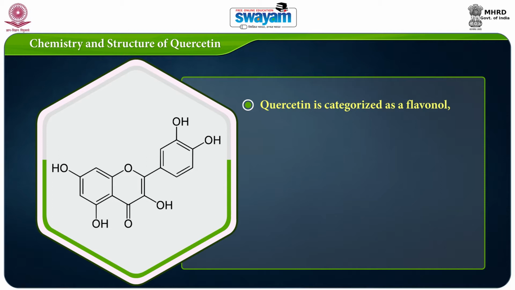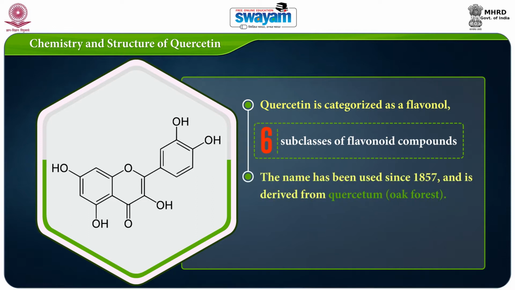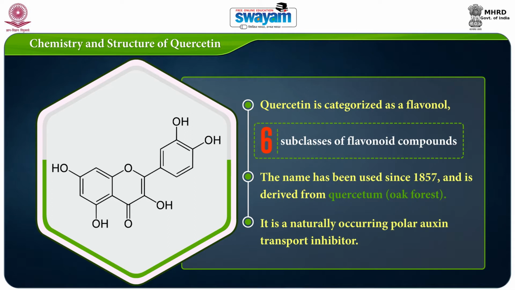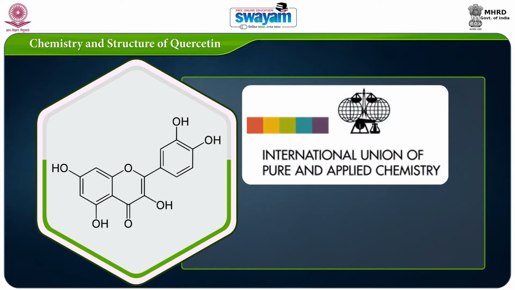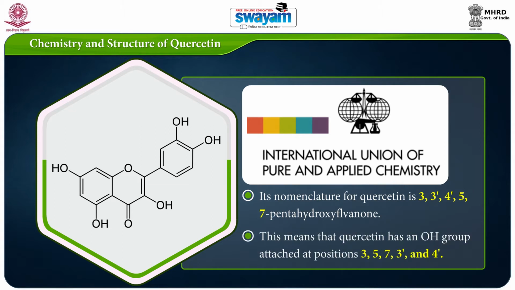Quercetin is characterized as a flavonol, one of the 6 subclasses of flavonoid compounds. The name has been used since 1857 and is derived from quercetum, oak forest. It is a naturally occurring polar auxin transport inhibitor. The International Union of Pure and Applied Chemistry nomenclature for quercetin is 3,3',4',5,7-pentahydroxyflavone. This means that quercetin has an OH group attached at the positions 3, 5, 7, 3' and 4'.